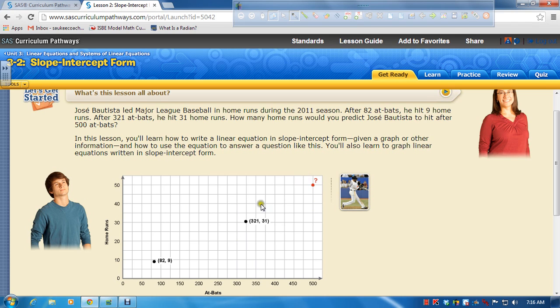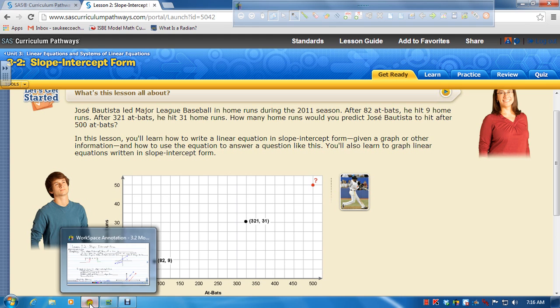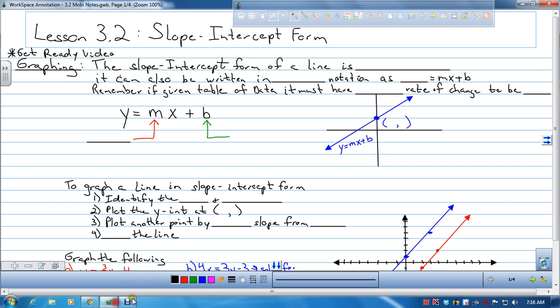Okay, so this gives you a little idea of some things that this stuff is used for. Extrapolation, trying to figure out what will happen later on. So let's go ahead and dig into the guided notes, which is right here. Okay, so first off, we're going to talk about graphing. Hopefully, again, the majority of this will be review.